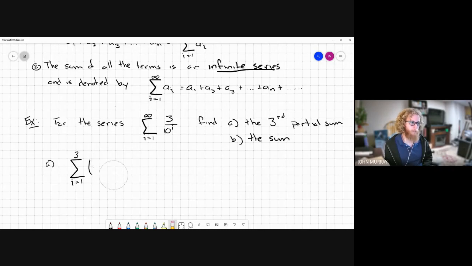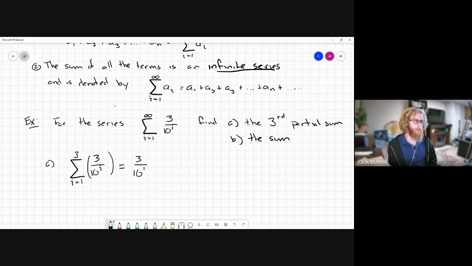Let me make that look a little nicer. 3 over 10 to the i power. All right, so this is only 3 terms, so this isn't too bad. So let's write it out. First I'm going to have 3 over 10 to the first plus 3 over 10 squared plus 3 over 10 to the third. And that's where I'm going to stop because that's my upper bound, the 3 there.